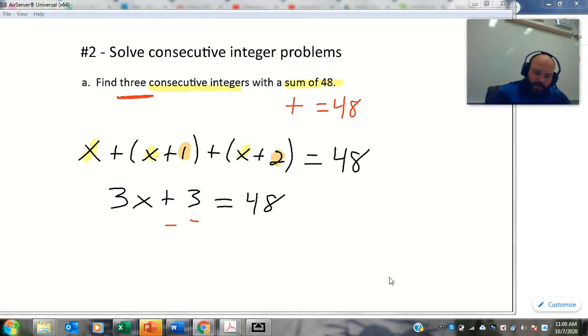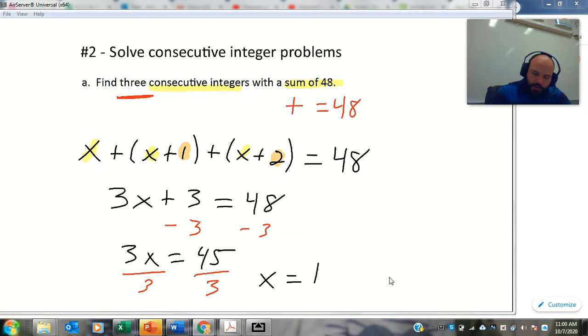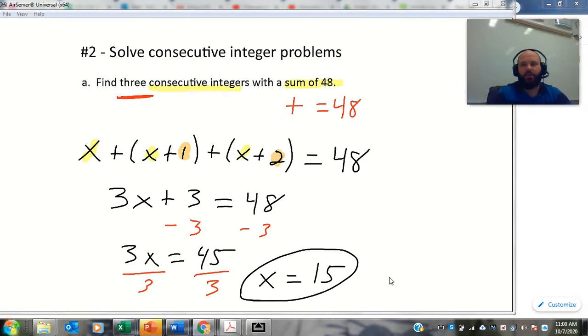From there, it's pretty easy to solve. It's a 2-step equation. We're going to subtract 3 first. We're going to get 3x equals 45. And then we're going to divide both sides by 3. And we're going to get x equals 15. So there is one of the solutions, but it's not all of the solutions.